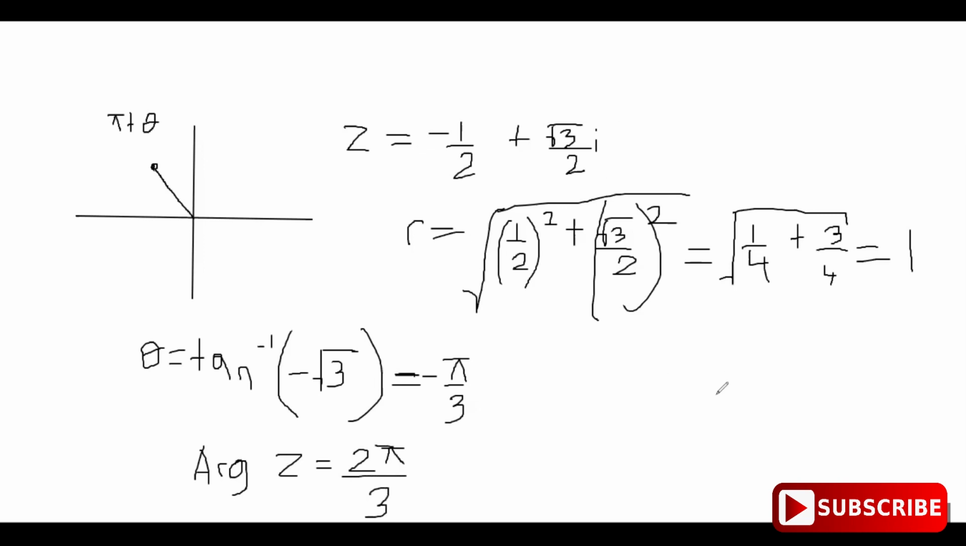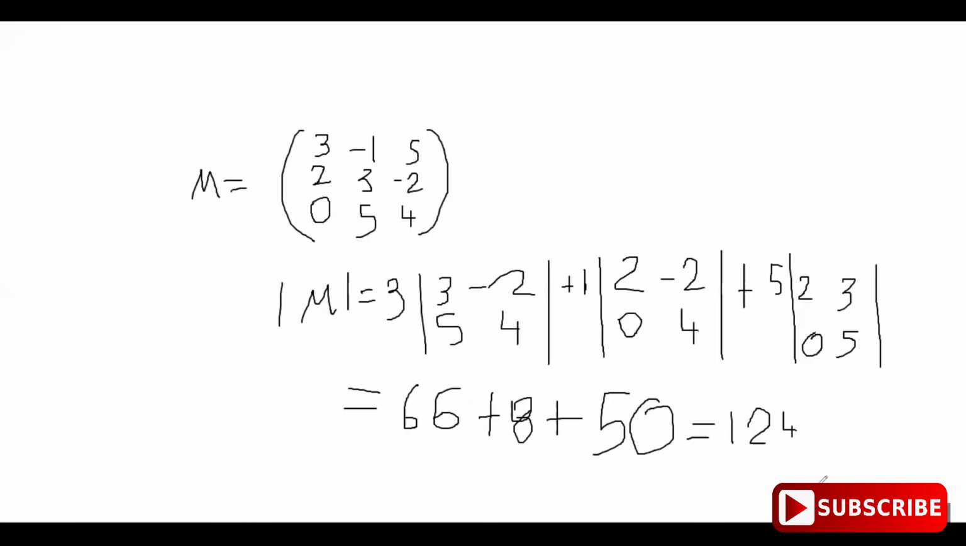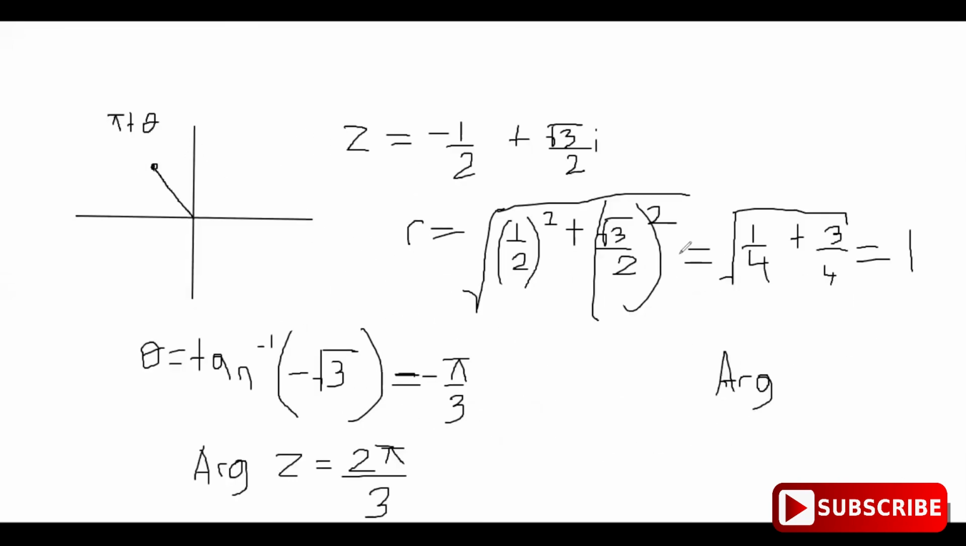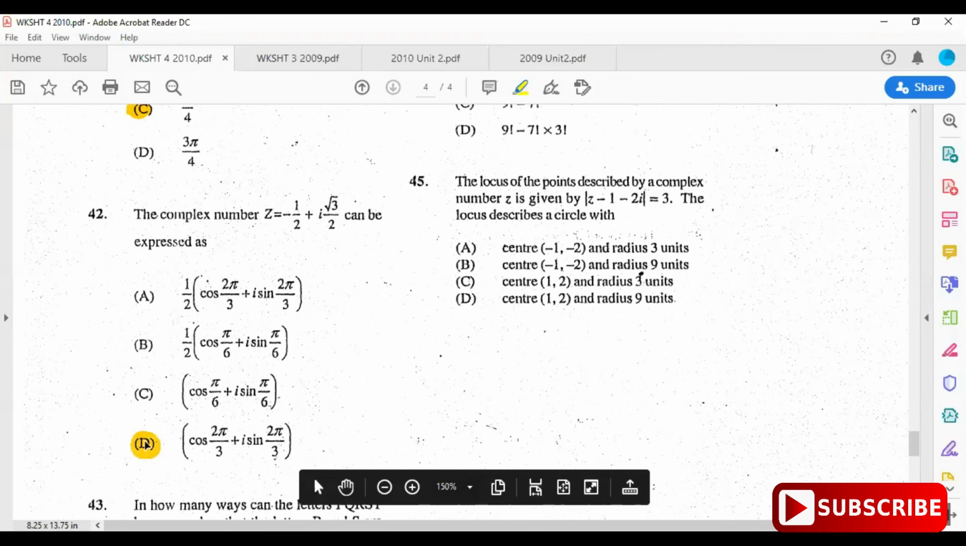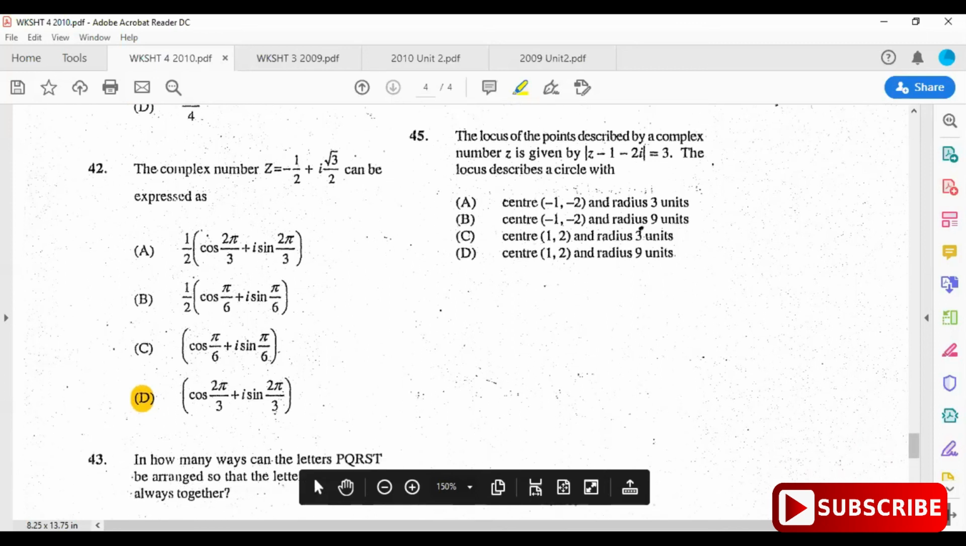First thing I want to share with you, this is an important piece of information: the argument of z in the second quadrant is pi plus theta. I said that already, I don't need to repeat that. Tan inverse of negative root 3, sir. Yeah, you can say that. Negative pi third.